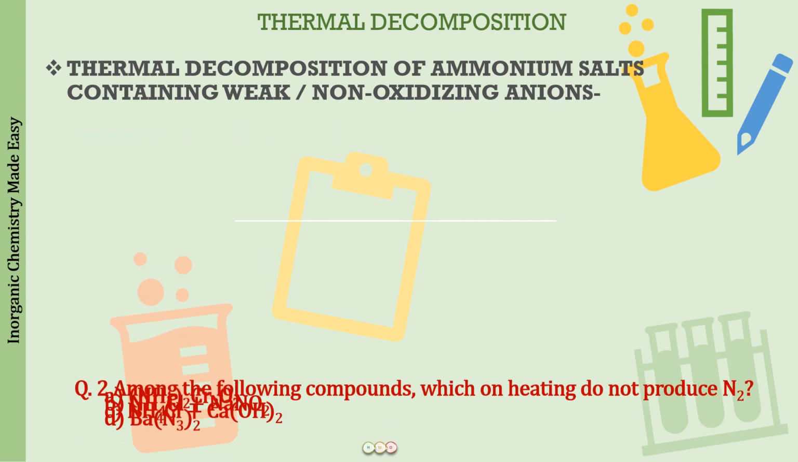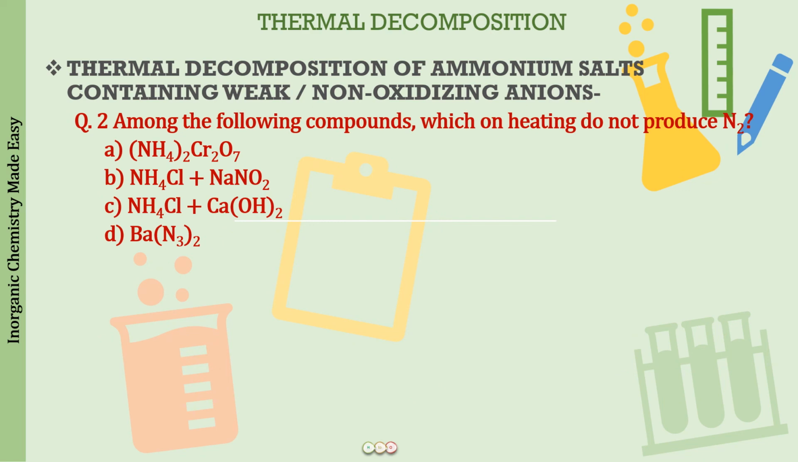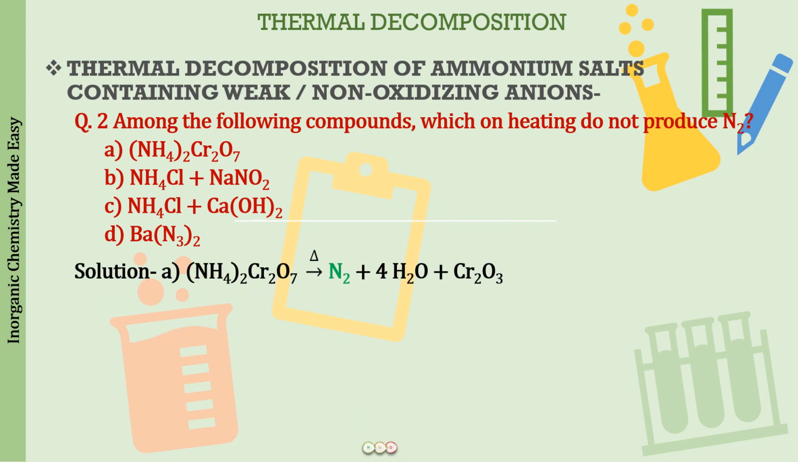The next question is, among the following compounds which on heating do not produce N2 gas? Ammonium dichromate, NH4Cl plus NaNO2, NH4Cl plus calcium hydroxide, Ca(OH)2, and barium azide, Ba(N3)2. Alright, so how are we going to do this? Let me explain that to you, because certain reactions you will be saying that we have not learned in this lecture. So first of all, the reaction number 1 you already know.